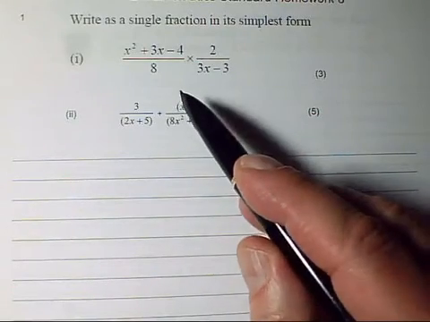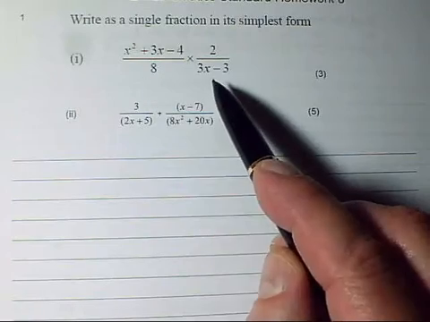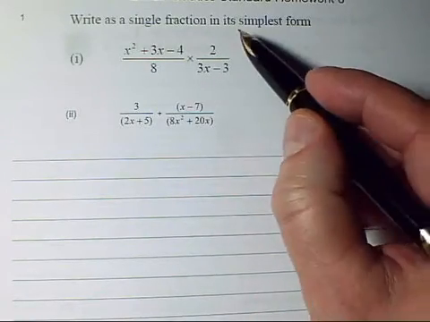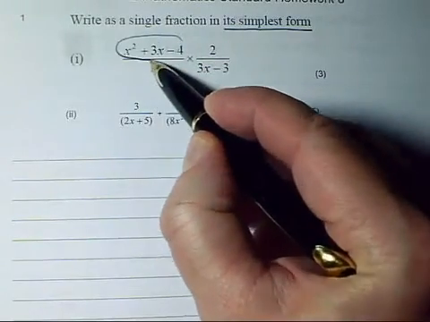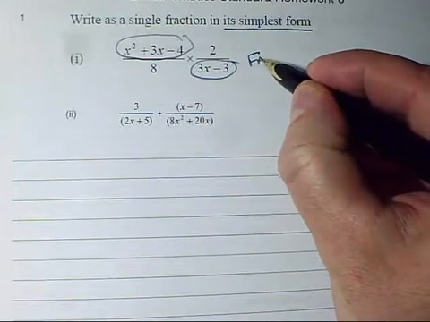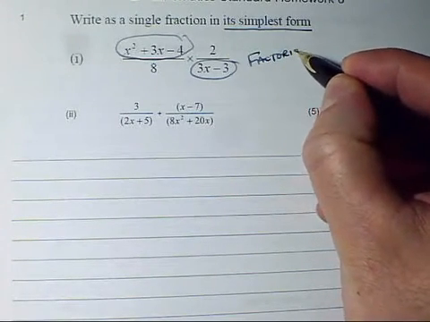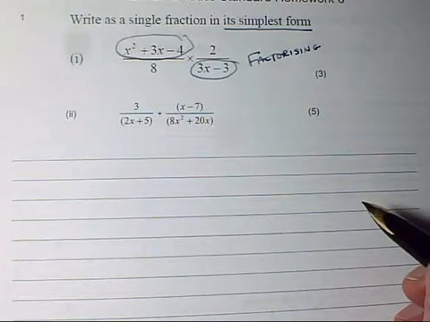Okay, in this question we're multiplying two fractions, so we're going to be multiplying the tops and multiplying the bottoms, but "in its simplest form" suggests things are going to simplify. So what we need to do with this and with this is to factorize them, because what we're expecting to happen is that there will be at least one common factor that we can cancel.